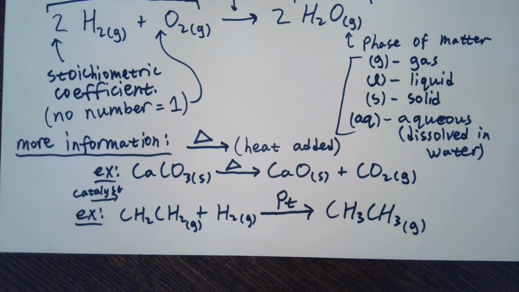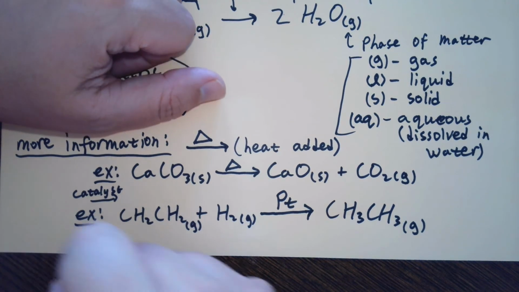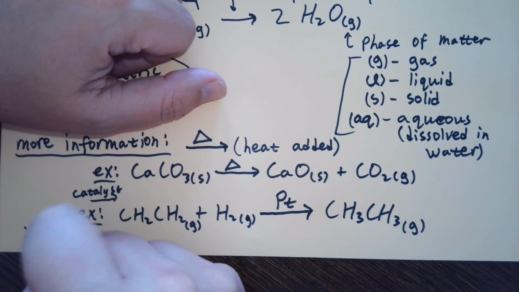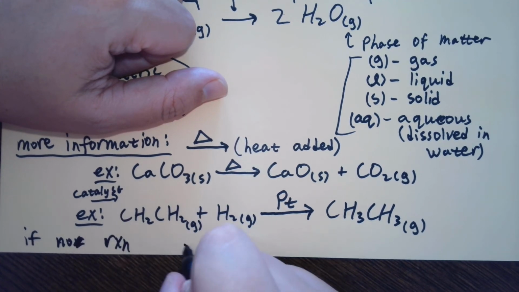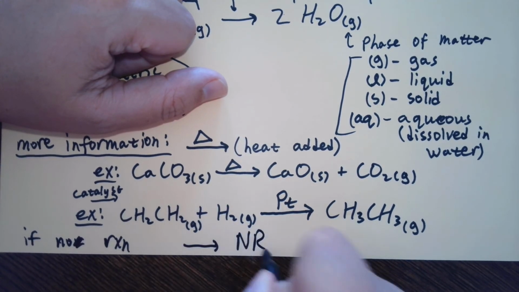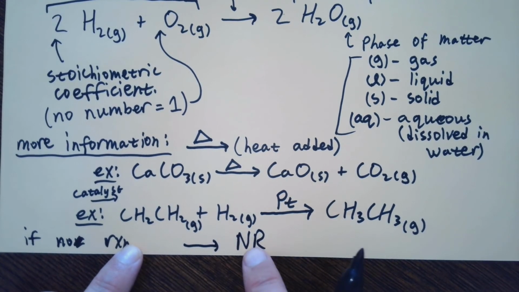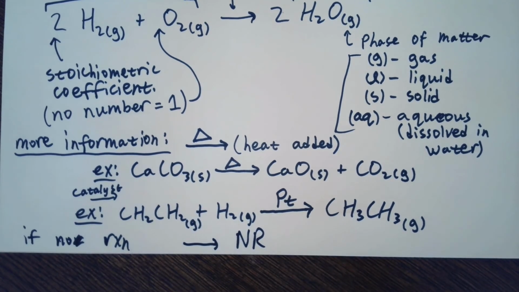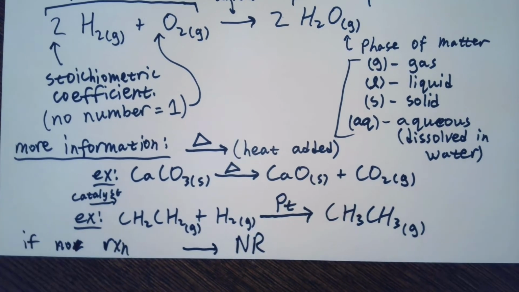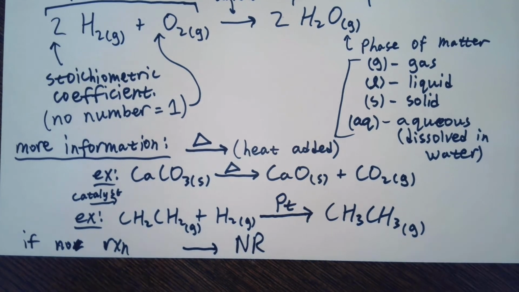So, the last thing is, if there's no reaction, then on the product side you can just put NR. So you have your reactants, and then they don't make anything new, so you don't want to just write all your reactants again, you just write NR for no reaction. And that's really all the tricks to these chemical equations to start out.